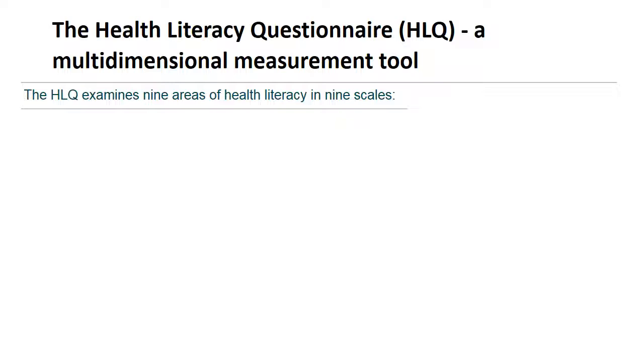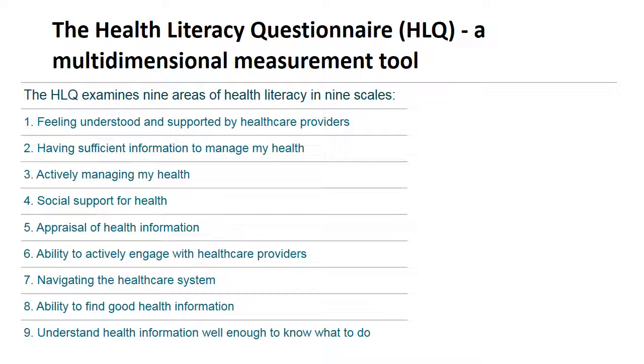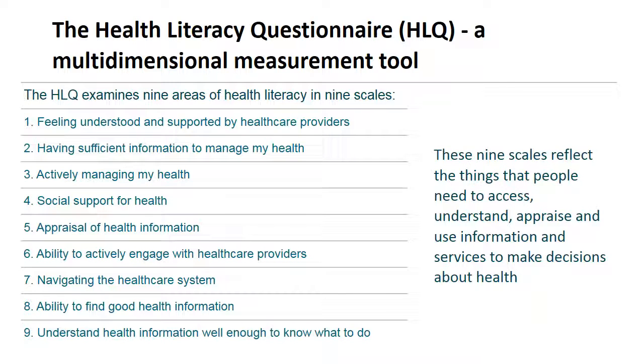The Health Literacy Questionnaire is an example of a multidimensional measurement tool. It examines 9 areas of health literacy across 9 different scales. And these are the 9 scales of the HLQ. These 9 scales reflect the things that people need to be able to access, understand, appraise and use information and services to make decisions about their health. That is, they reflect health literacy.